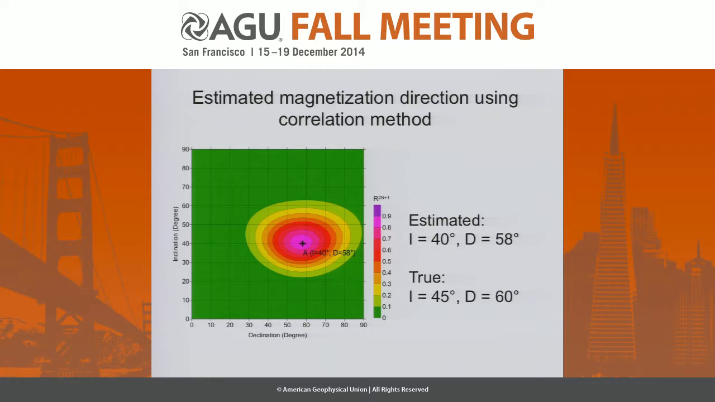As to this method, we can only get an averaged magnetization direction. If the magnetization has different magnetic directions or the magnetic susceptibility has non-uniqueness and is non-uniform, this method cannot fit this situation.